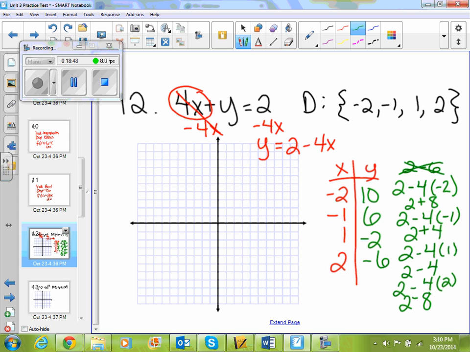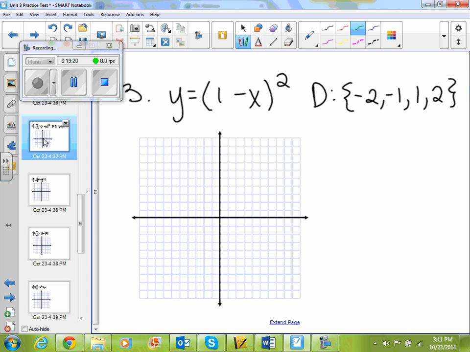Just the opposite. Alright, so -2, 10 would be up here. -1, 6 would be back 1 up 6. 1, -2 is over 1 down 2, and 2, -6 is over 2 down 6. Oh, I had that. That's what happens when your numbers are switched, your graph ends up being backwards. Alright, so if that's the case, do I connect my points or not? No. Nope, if it gives you your domain, you do not connect your points.